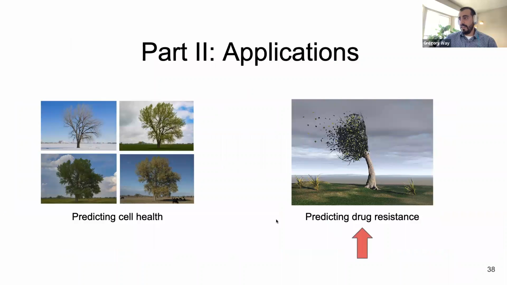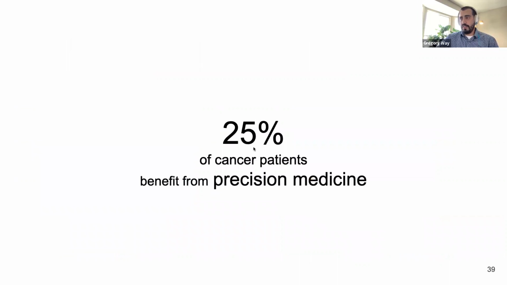Okay, so the second application is one in which we can use these kinds of data to predict drug resistance. And so just some motivating text. 25% of cancer patients benefit from precision medicine. This is a really high number from a couple of years ago, but still relatively low. We want more people to benefit from precision medicine.